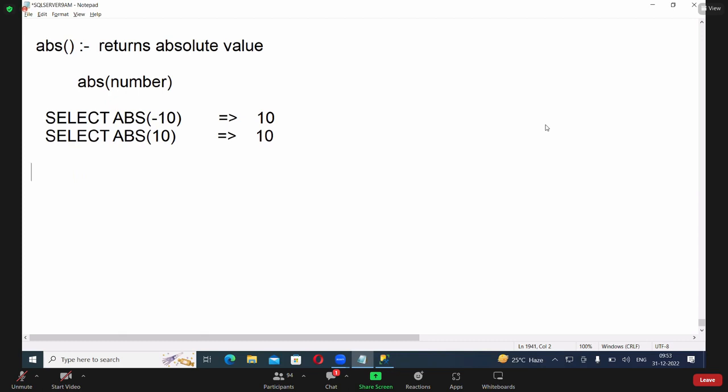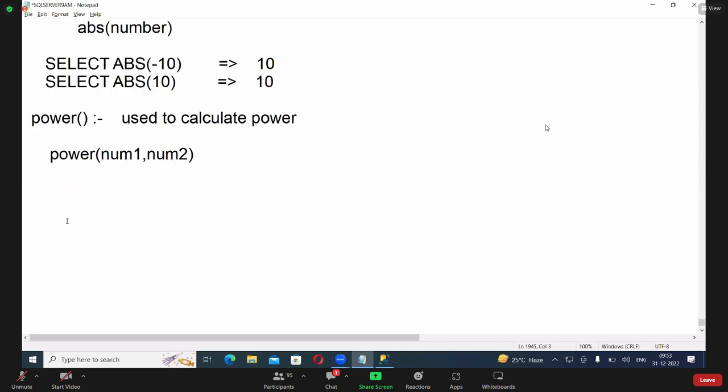Next, there is one called power. To calculate a power, it takes two numbers, num1 and num2. These are all general functions. Select power of 3, 2. What does this give? 9. 3 to the power of 2 is 9.